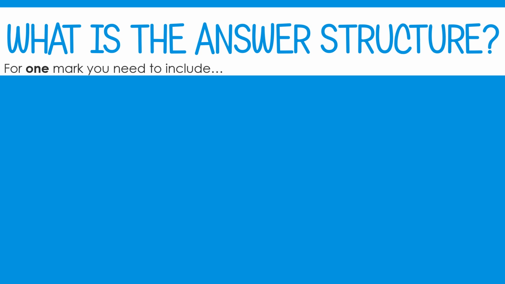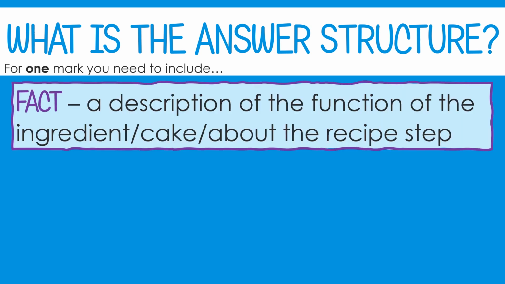So what is the answer structure for an evaluate question? It's exactly the same as if you're in HFT or practical cookery. For 1 mark, you need to include a fact. So that's a description of the function of the ingredient, a function of the cake, or something about the recipe step. So that's just a very short fact or description.